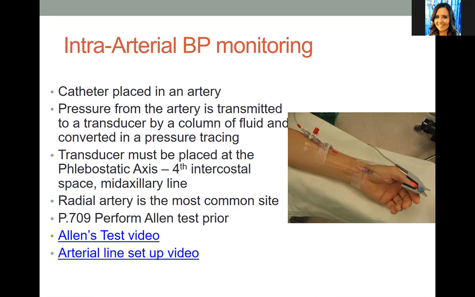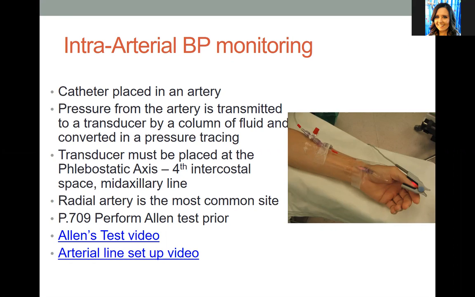After the client opens their fist, you'll see that their hand becomes really pale. We'll release pressure on the ulnar artery, but keep pressure on the radial. So release the ulnar, keep pressure on the radial. If something happened to the radial, hopefully the ulnar will pick back up and that hand should pink back up. If not, then we probably have some sort of perfusion problem and we need to find another site for that arterial line to be inserted.